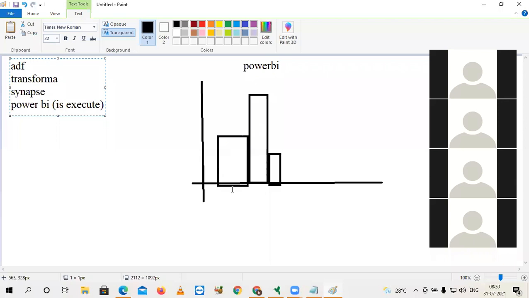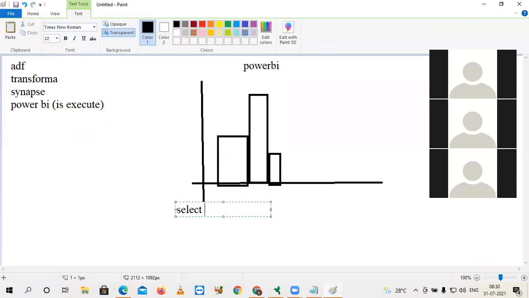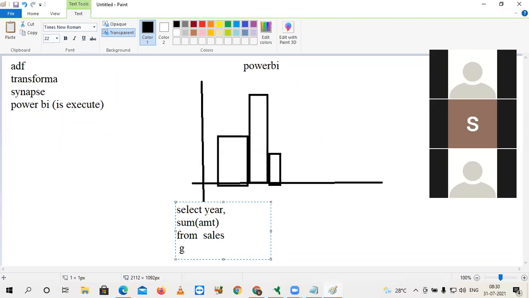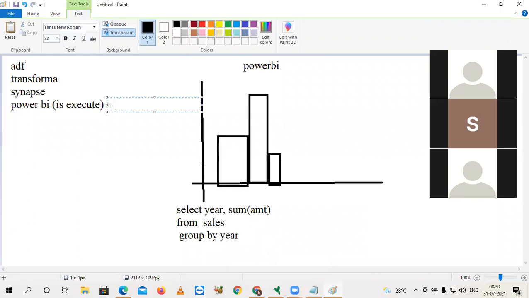To generate this visualization, if the query is like this: select year, sum of amount. Maybe performance issue. Yes. From table, let's say sales, group by year. For each year, I read what is the sales volume. If this query is executed by Power BI, you will get bad performance. That means slow results.